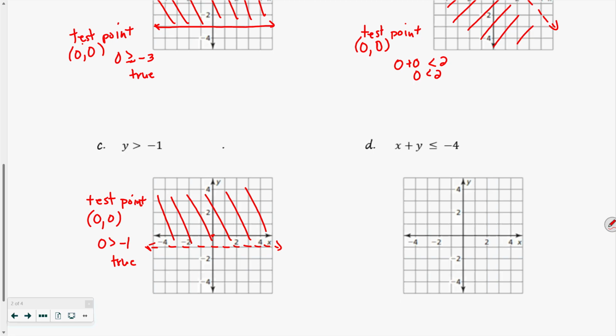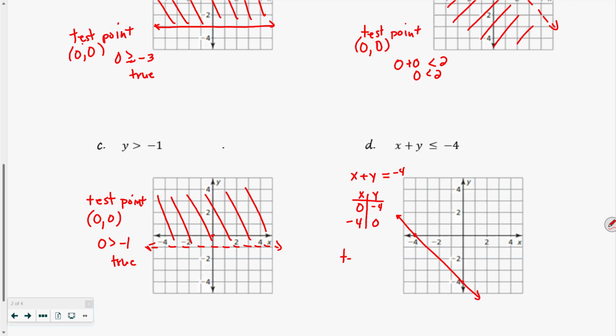Okay. And if I do something similar here for part D, again, think about graphing the related equation with the equal sign in there. So if I put 0 in for x, -4 is your y value. If you put 0 in for y, again, you get -4 for your y value. So these are your two ordered pairs. I'm going to use a solid line here because it is less than or equal to. So there is the boundary line.